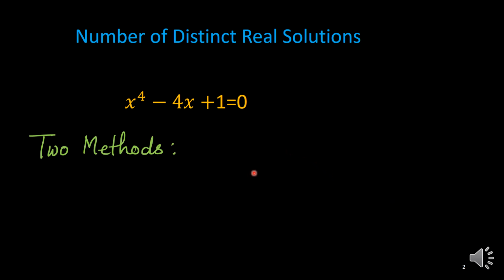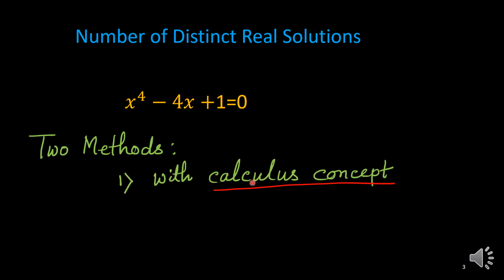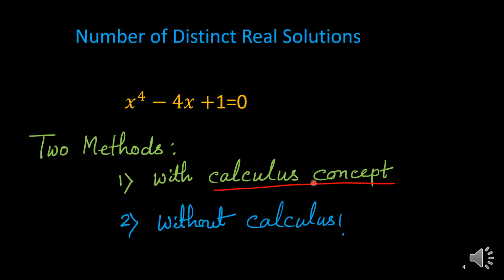I'll provide two methods for this problem. The first one we'll solve with calculus concepts, and the second one we'll solve without any calculus, simply with graphs. From the graphs only, we can solve this problem as well, finding how many distinct real solutions there are. So this will be more interesting. Okay, so first let us consider the first approach with calculus.